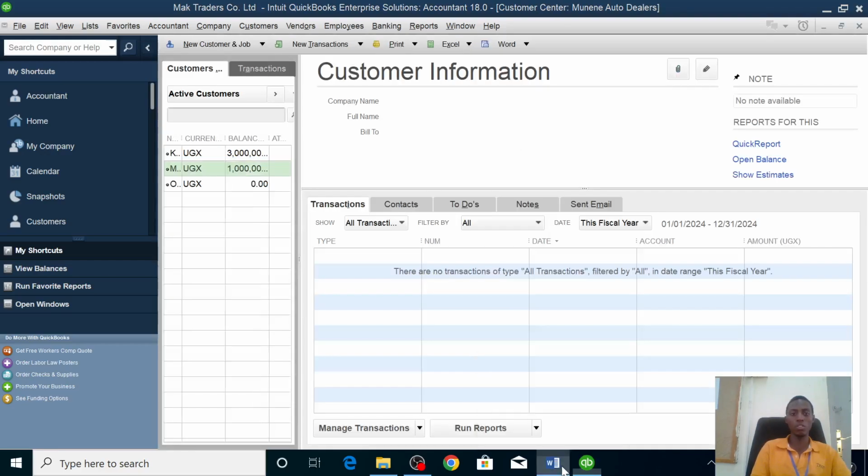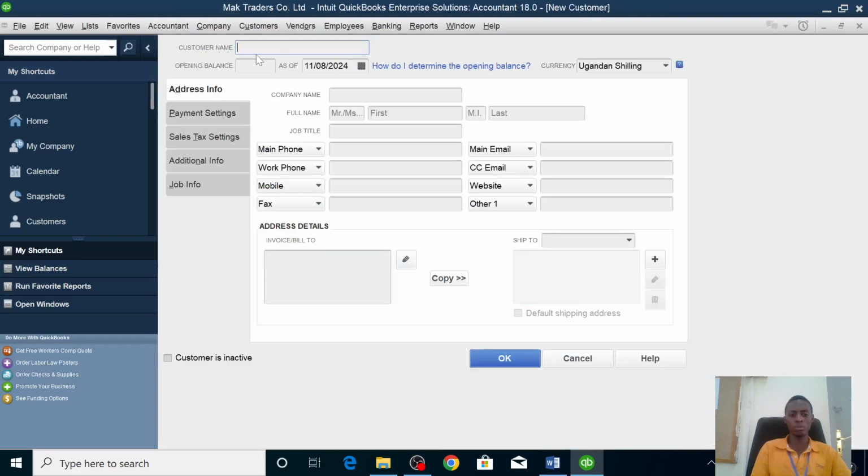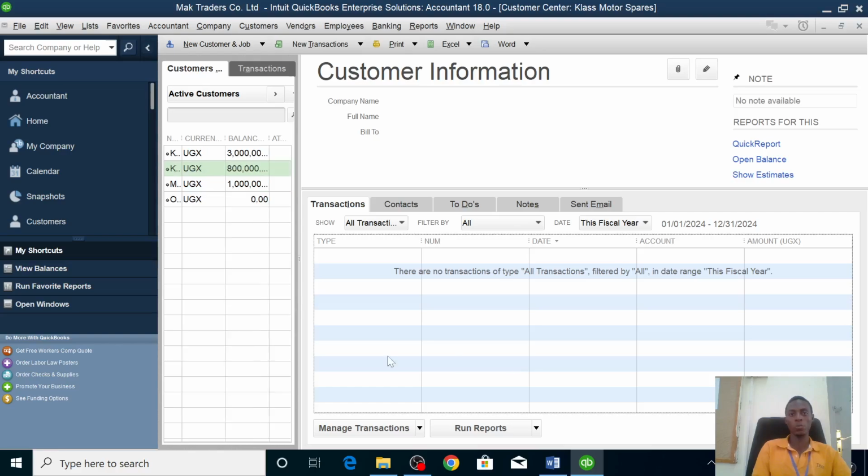Then finally, I have Class Motor Spares. Add new. Opening balance of 800,000. The date is as of 1st January 2023. Then I'm done with customers.